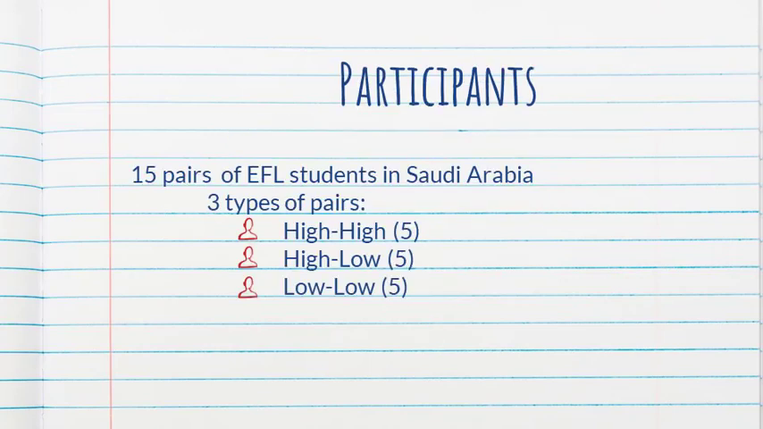The participants were 30 students of English in Saudi Arabia. They formed a total of 15 pairs. 5 pairs were formed by 2 students of high proficiency, 5 pairs of low proficiency, and 5 pairs were 1 high, 1 low. The high or low proficiency was determined by their teacher based on performance in class, assessments, etc. And you might be tempted to think, well, but how reliable is that? But I think the researchers did the right thing by asking the teacher to estimate the proficiency, because that's exactly what would happen in the classroom.